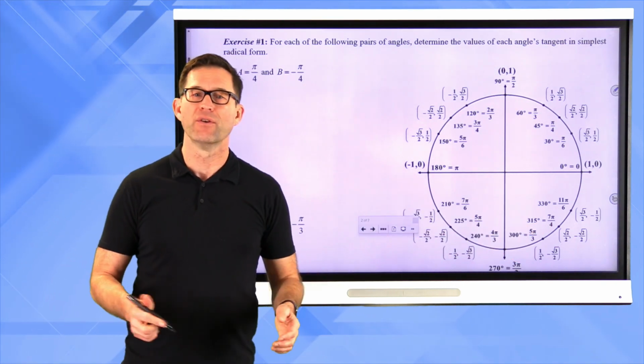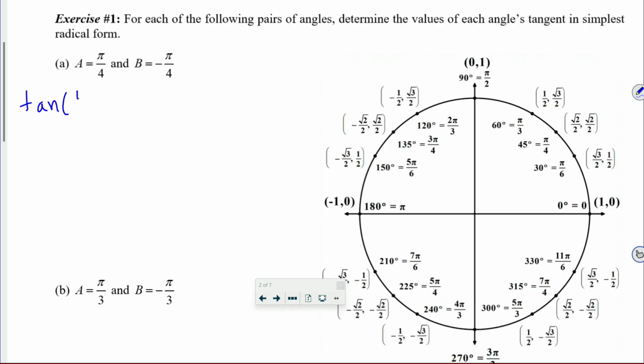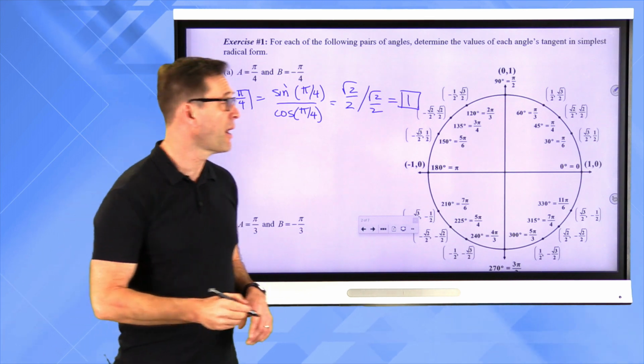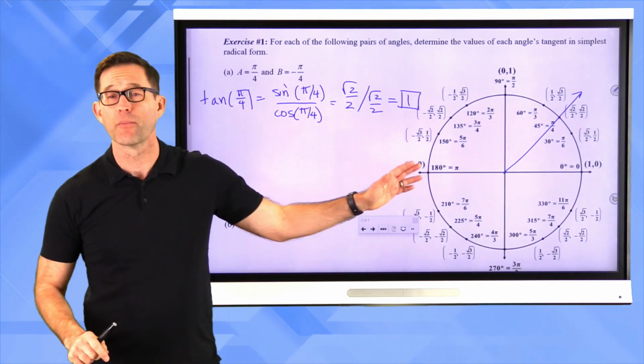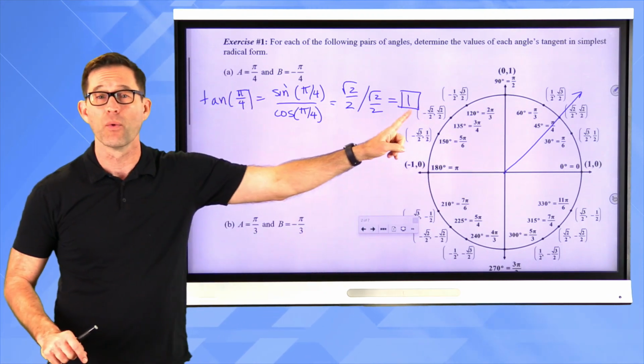So let's just recall how we do this. Now, I get to do the really easy one, right? Because tangent of pi over 4 is equal to the sine of pi over 4 divided by the cosine of pi over 4, which is root 2 over 2 divided by root 2 over 2, which is equal to 1. The tangent of pi over 4 is equal to 1. Now remember what we talked about in the last lesson. We can also think about tangent as being the slope of that terminal ray. And again, I hope that you can appreciate that that slanted line has got a slope equal to 1.